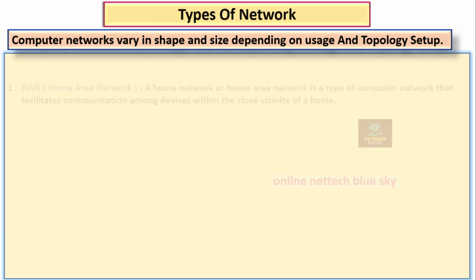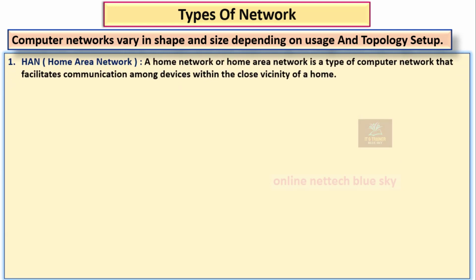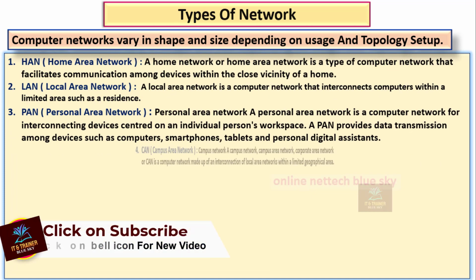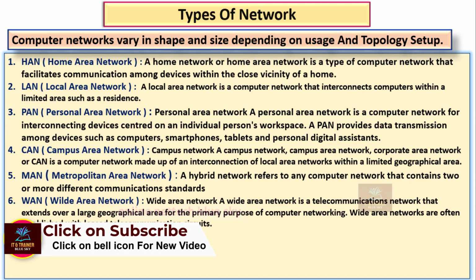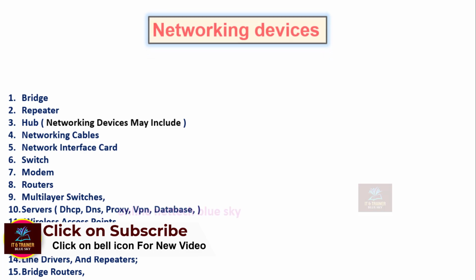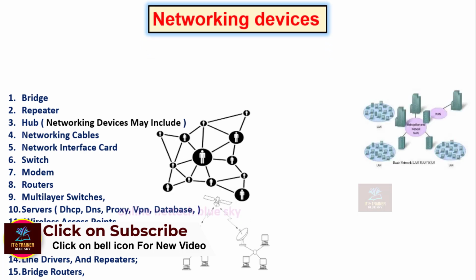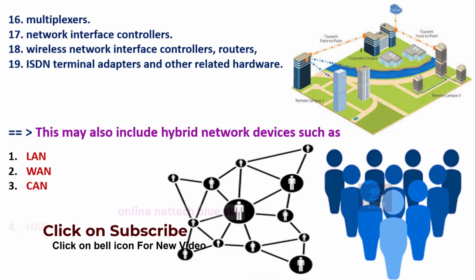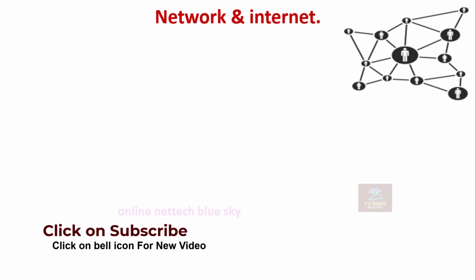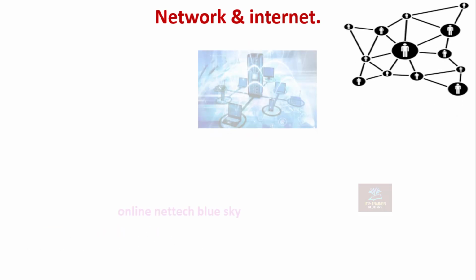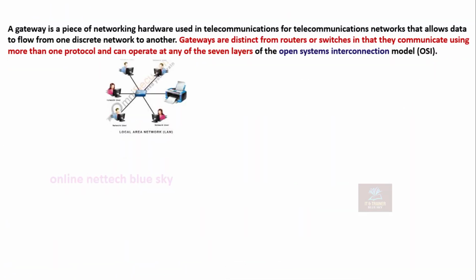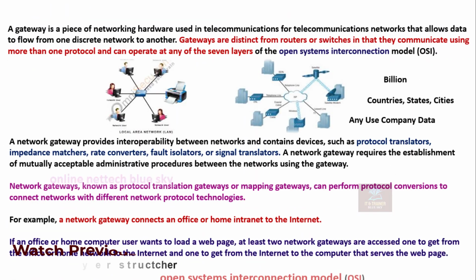Types of networks are very important. Understand how many types of networks there are in computer networks and the internet: home area network, local area network, personal area network, campus area network, metropolitan area network, wireless network, and a lot of network devices you can see here. I have already told you how many types of devices there are, and I showed you some information related to devices. So, what is the difference between a network and the internet, and you can see OSI model related topics here.